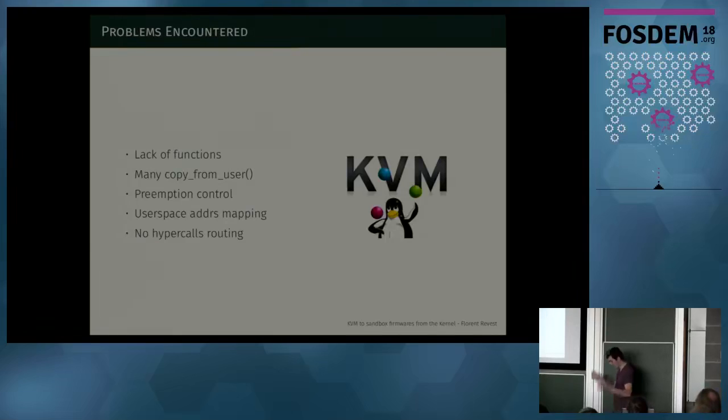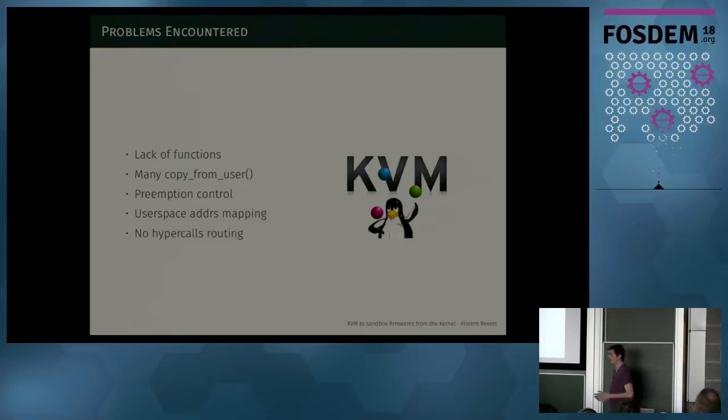Okay, so what were the problems? So first of all, KVM, as it is today, doesn't offer enough functions. So you would expect to have the equivalent of the create VM IO control I showed you before inside the kernel, but you don't. So we had to extend the KVM APIs.